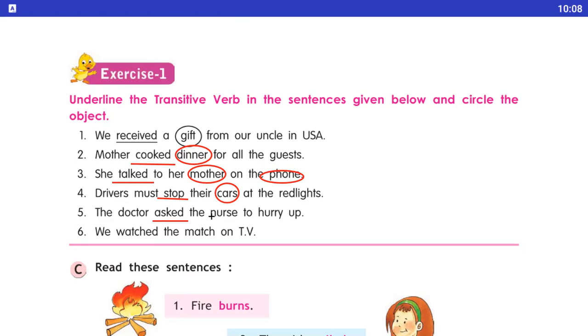Number five, the doctor asked the nurse to hurry up. Here, asked is a verb and the nurse is an object in this sentence. Number six, we watched the match on TV. Okay, so here you have to notice that watch is a verb and the TV is an object in this sentence. Okay, student, I hope you have understood the difference between the transitive verb and intransitive verb. Okay, student.